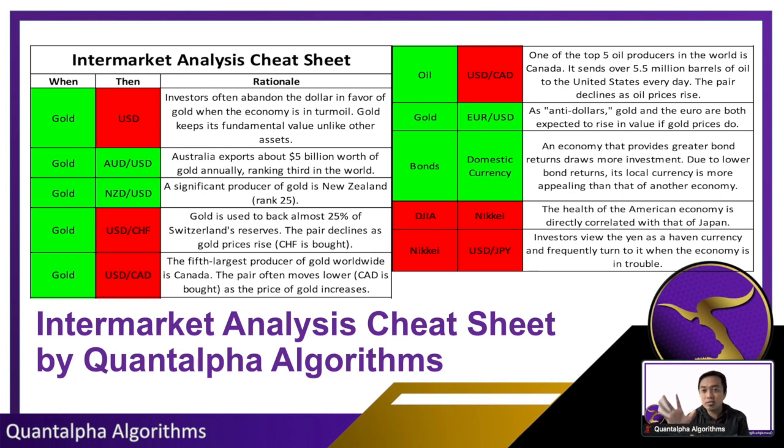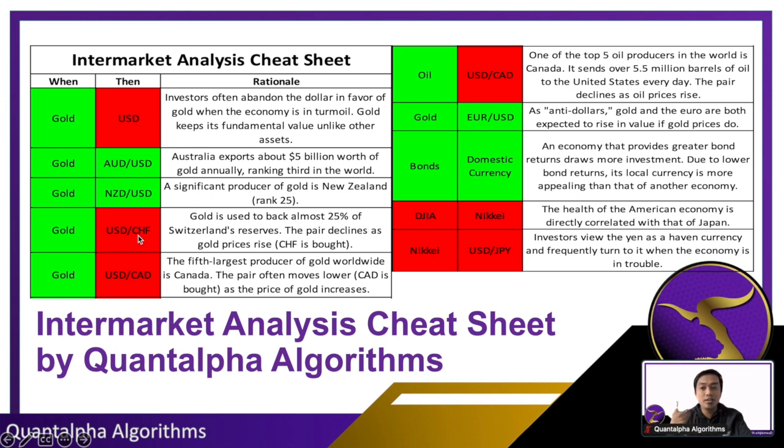Why? Because Australia exports about $5 billion worth of gold annually, ranking third in the world. As well as New Zealand, they are ranking 25th. So gold and USD/CHF have an inverse relationship. If gold goes up, USD/CHF goes down. Why? Because when we see USD/CHF go down, USD goes down, but in fact, CHF goes up.